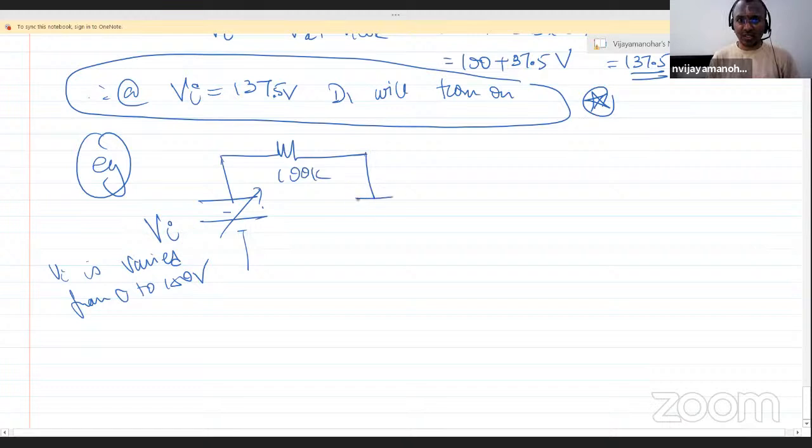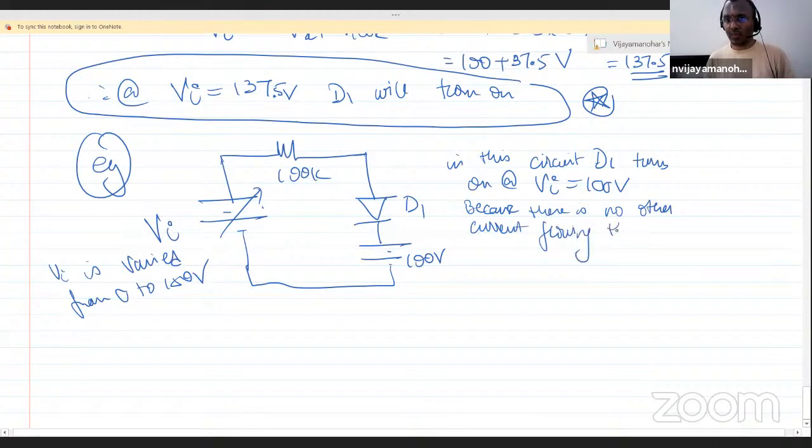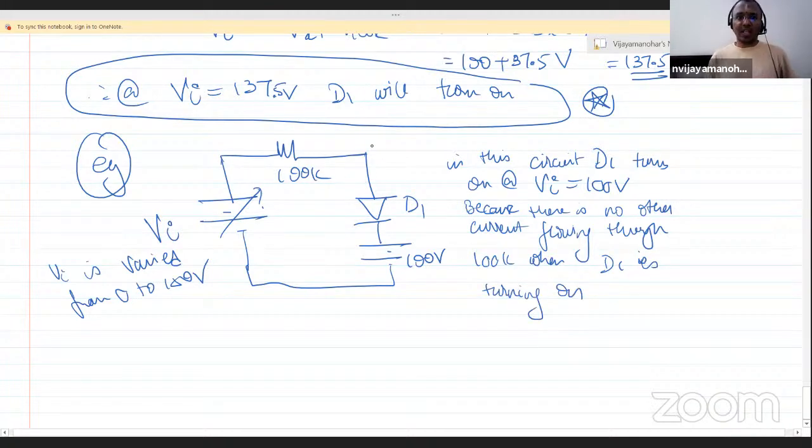I have the same 100K resistance, D1, 100 volt battery. If this is the circuit, in this circuit D1 turns on at Vi equal to 100 volt. Why? Because there is no other path, because there is no other current flowing through 100K when D1 is turning on. See here, I want this voltage to be 100 volt. When this voltage is 100 volt, this voltage is also 100 volt because diode D1 turns on consuming zero current. So when the current flowing here is zero, this 100 volt is the same as this being 100 volt.